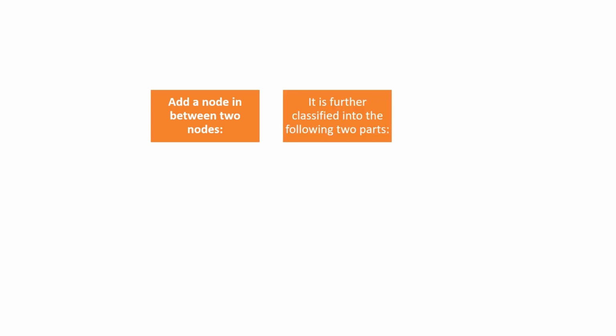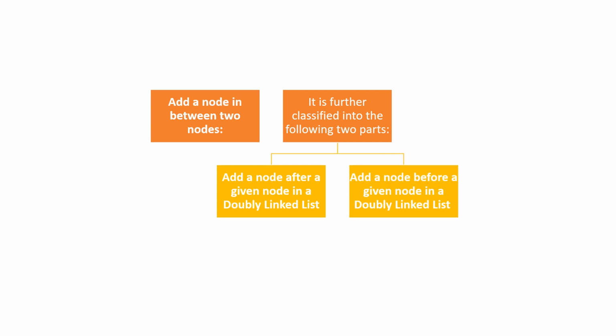Now we can move to the addition of a node in between two nodes. This is further classified into two parts: adding a node after a given node in the doubly linked list, and adding a node before a given node in the doubly linked list. So we can see them one by one.